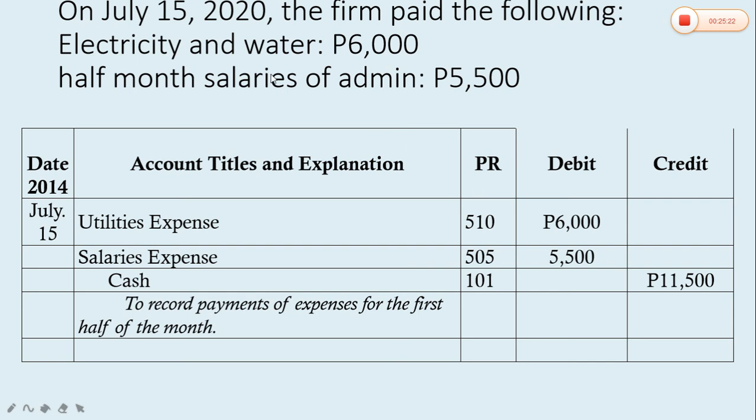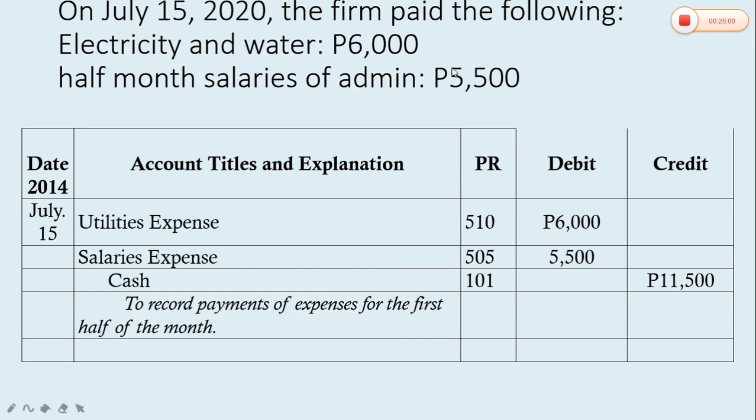So, the normal balance for expenses are debit. Okay? Kung mataas expenses, dapat debit ang imong account title sana. So you have electricity and water 6,000, or technically in accounting, the account for that is utilities expense. So 6,000 debit. Then you have 5,500 yung half month salary sa admin, 5,500 debit as well. Expenses ang duha i-debit nimo kay taas man imong expenses kay normal balance lagi sa expenses kay debit.